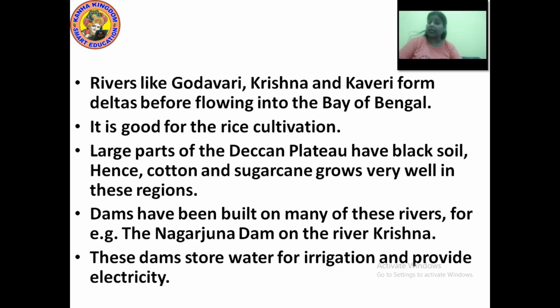Large parts of the Deccan Plateau have black soil, hence cotton and sugarcane grow very well in this region, because cotton and sugarcane require black soil for cultivation. Cultivation means to produce. For production of cotton and sugarcane, we require black soil, and in the Deccan Plateau, black soil is found in huge quantity.